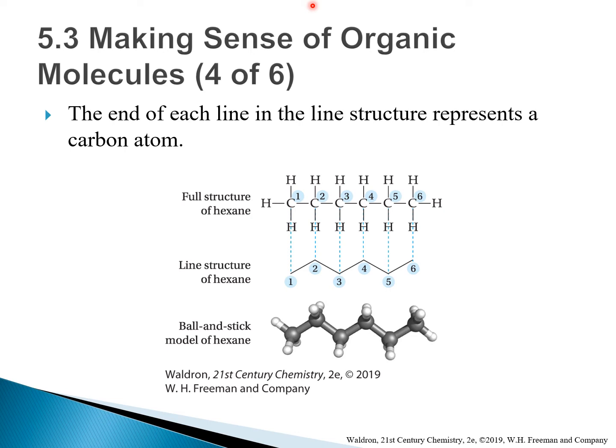Beginning with the leftmost end, we can count 1 through 6 carbon atoms. Note the ends of the line structure are counted as carbon atoms. Take a look at this: carbon number 1 at the end of the line matches the full structure, carbon number 1, the terminal carbon. And then this is carbon number 2, which matches carbon number 2 of the full structure. And 3, 4, 5, and 6.